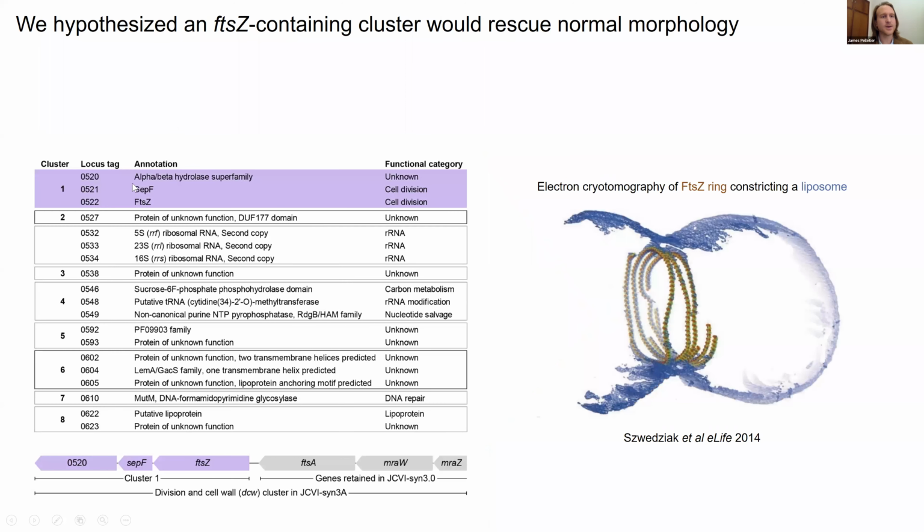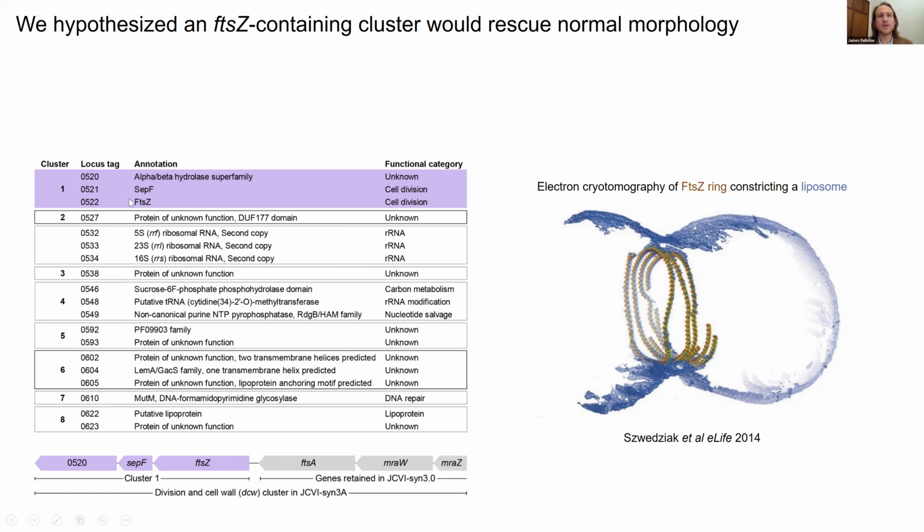So we noticed that one of these clusters included the cell division protein FtsZ. This is highly conserved in bacteria. It's a tubulin homolog that forms filaments that localize at the division plane in many bacteria. This is an electron cryotomograph of an FtsZ ring constricting a liposome to illustrate it forms these rings, and these rings are implicated in cell division. And it's present within a highly conserved cluster of genes that are known to participate in cell division. So when we saw that FtsZ was present in JCVI Syn3A, that was actually one of the ways that JCVI Syn3A was identified: oh, this is one that contains FtsZ, so let's look at that one.